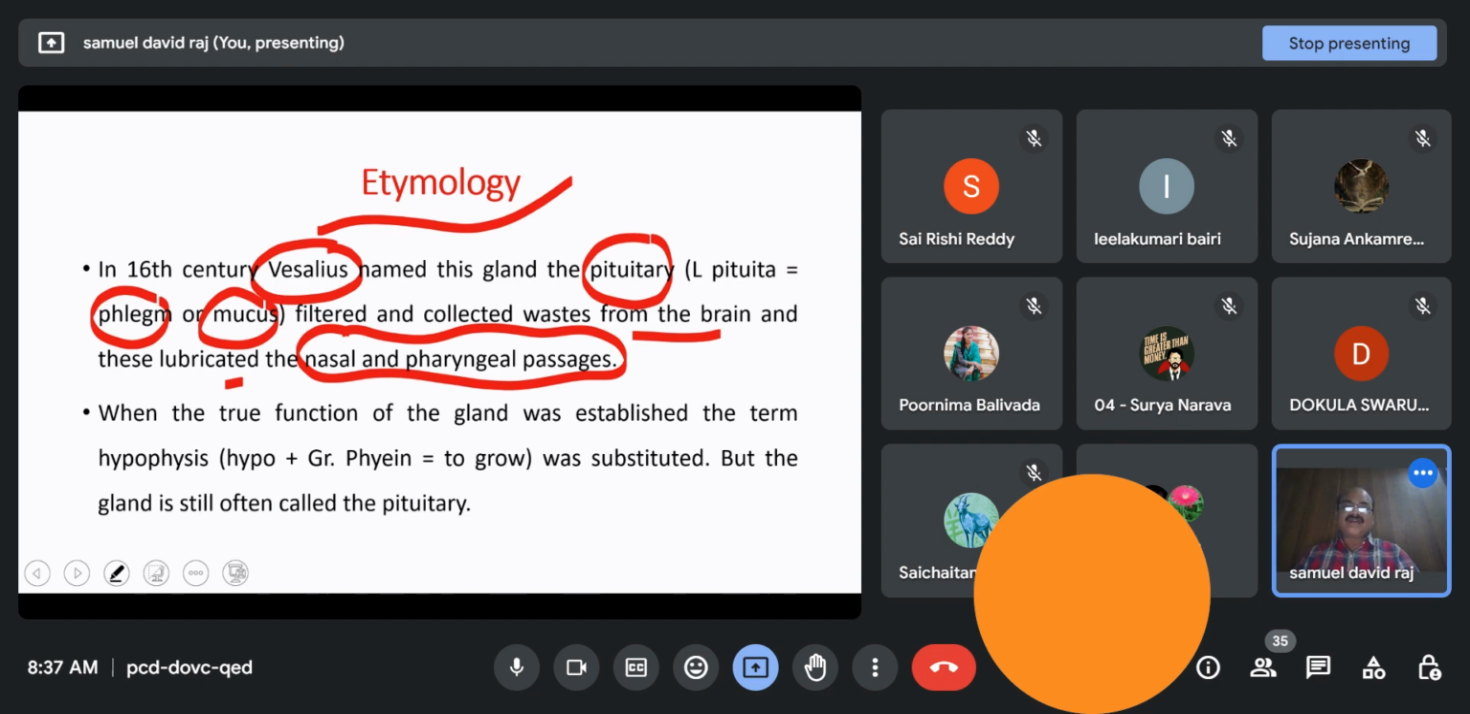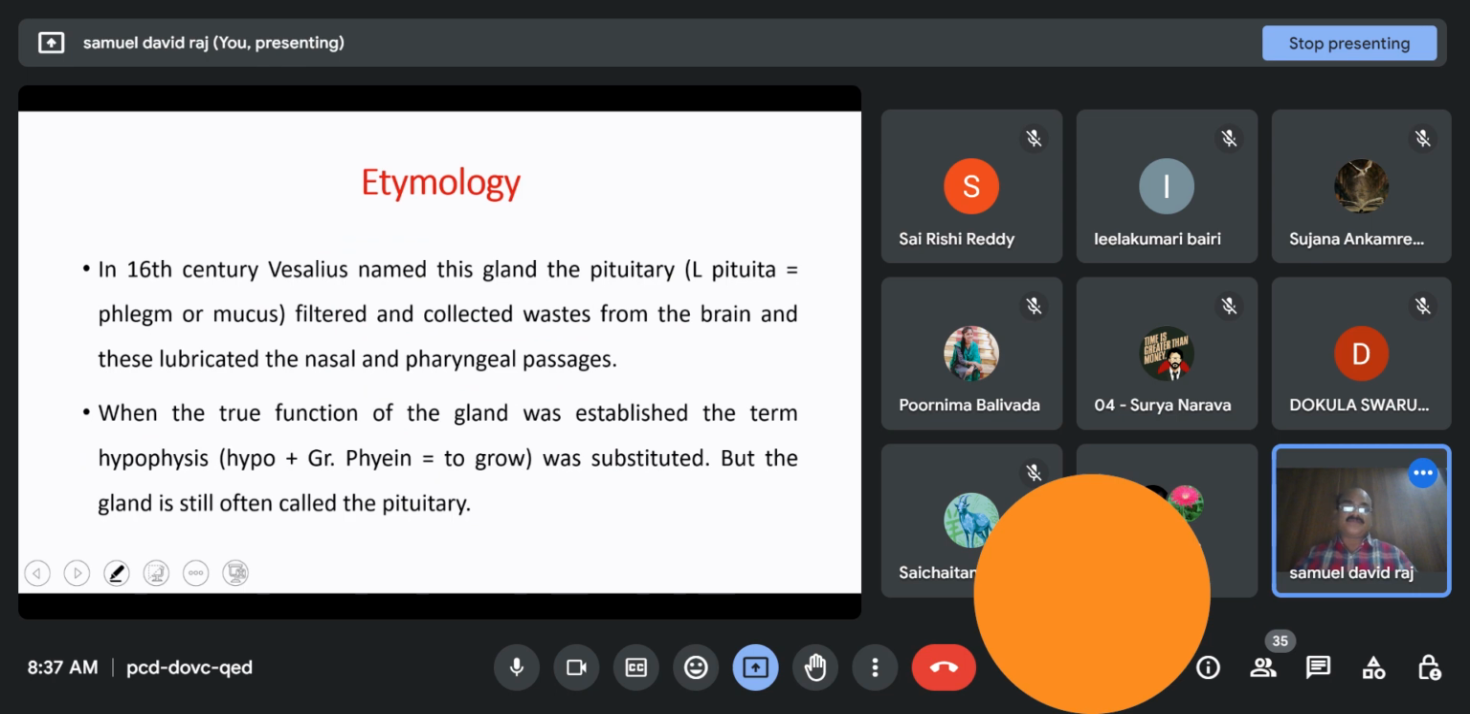After the true function of the gland was established, that means it is not just for lubrication of the nasal or pharyngeal passages, it is more than that, it was replaced by the term hypophysis. Physis is derived from a Greek word phyan, which means to grow. So, the main function of the pituitary gland, apart from other functions, is regulation of growth of the body. Hence, the term is replaced by hypophysis, but still we use the same term pituitary gland because it is more familiar.